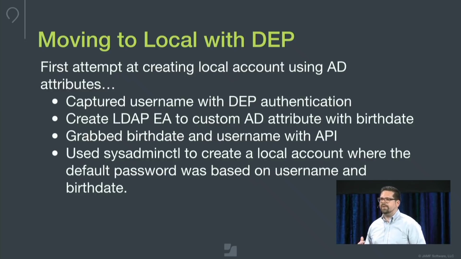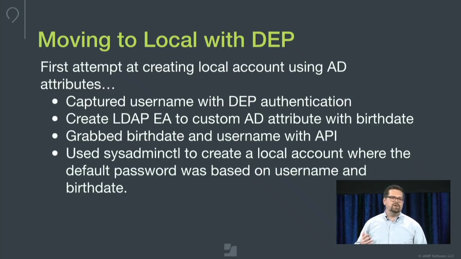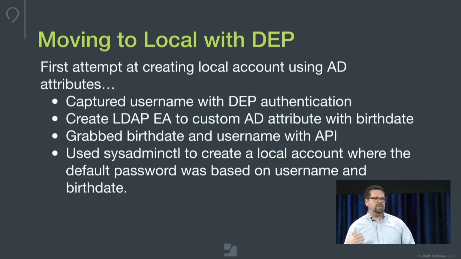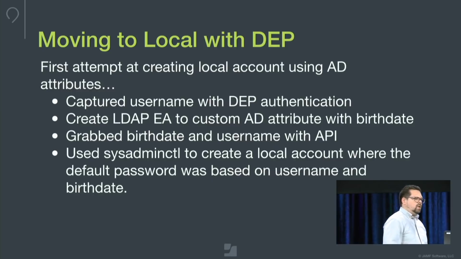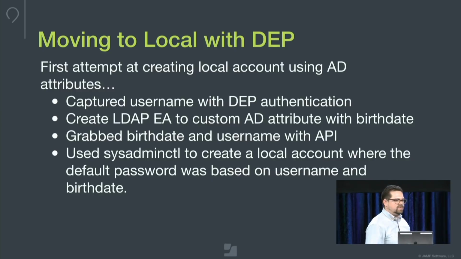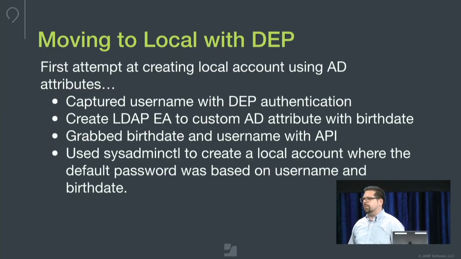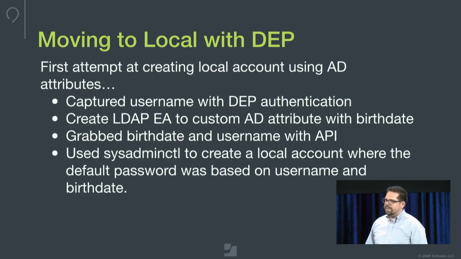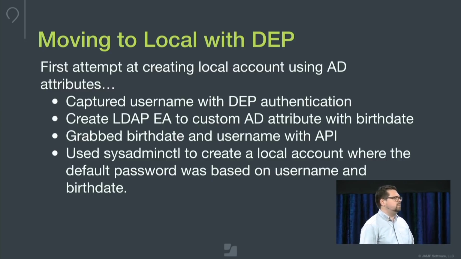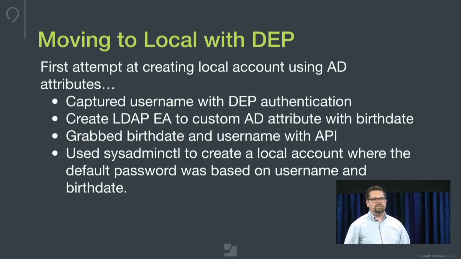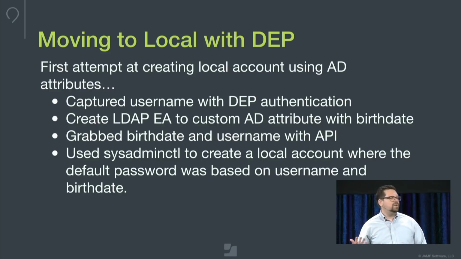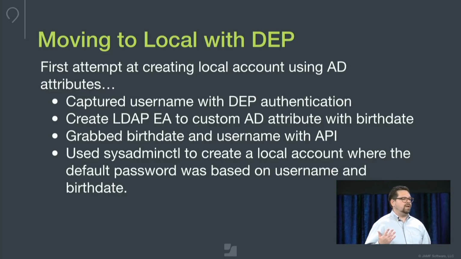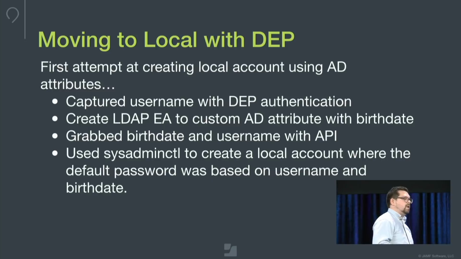So the generic password for them would be something like their first initial, last initial, and their birth date in a certain format. And so it kind of worked. It worked pretty well. The main issues are that we had some students that didn't have a birth date field populated. So what would happen is that they get to the login screen and there was nothing to log into because our automated script couldn't create an account with sysadminctl without a password.